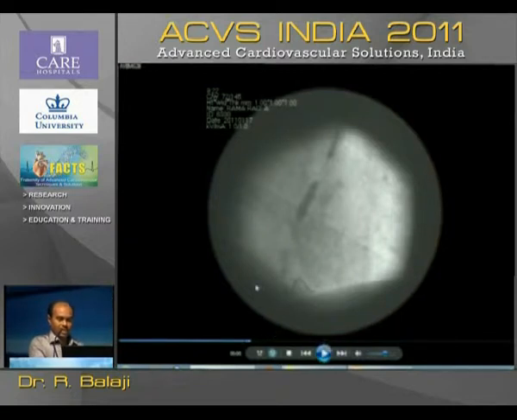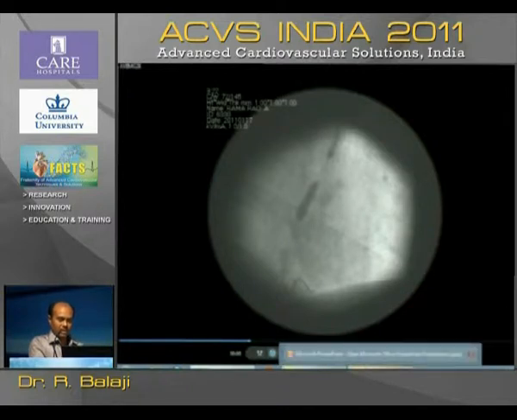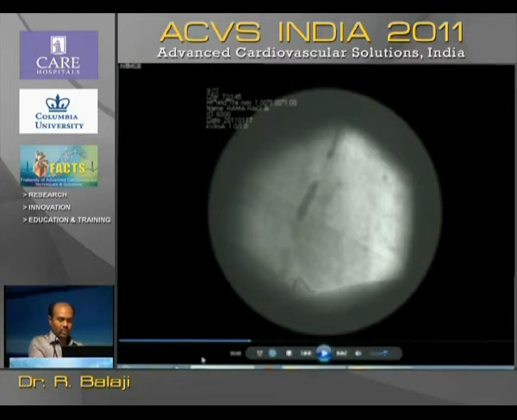I just made sure that my balloon was within the stent, because I thought I had come a little down. I was afraid I was out of the stent, but I made sure that the balloon was quite well within the stent. And then after removing the balloon, I took a shot. Perforation.